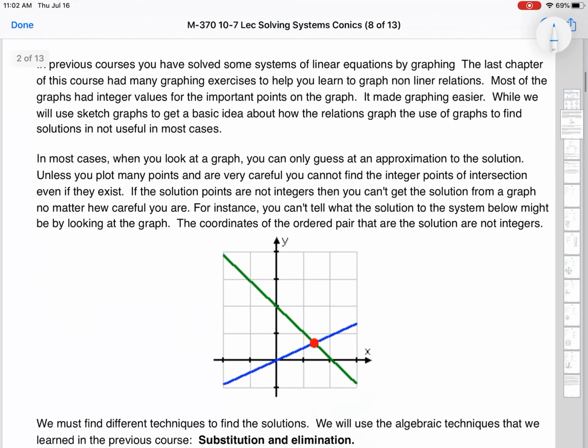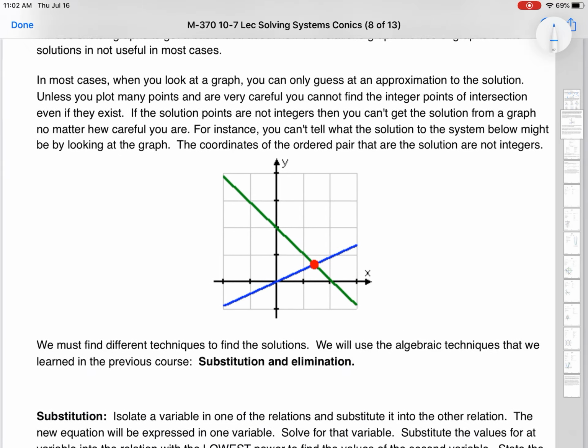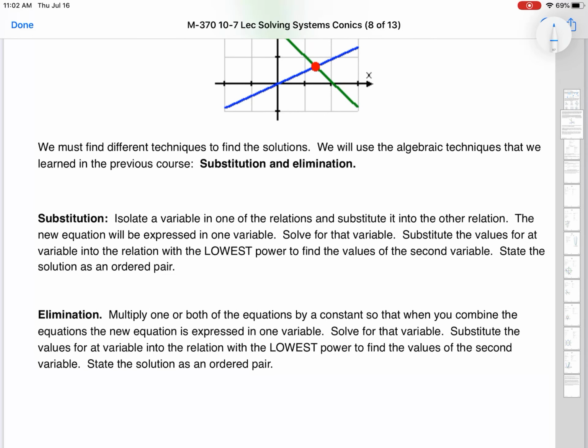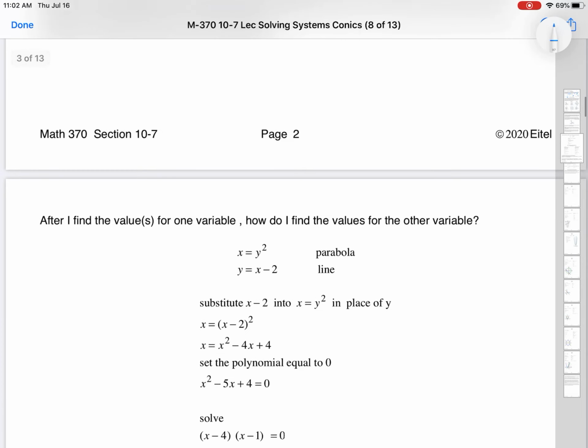We've solved systems of linear equations in the past by finding out where they intersect, by doing substitution or elimination. We're going to do the same thing. I don't think you need to be reviewed over substitution and elimination because you've used those so much in your previous experiences, in Algebra 1 and Algebra 2, in beginning and intermediate algebra.